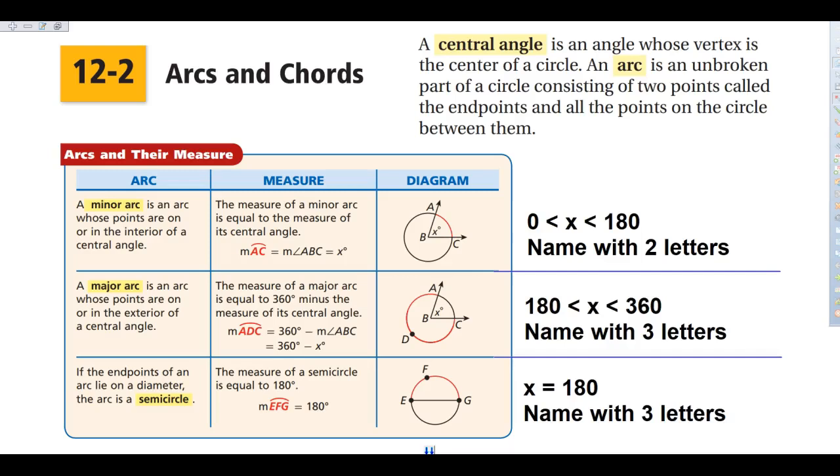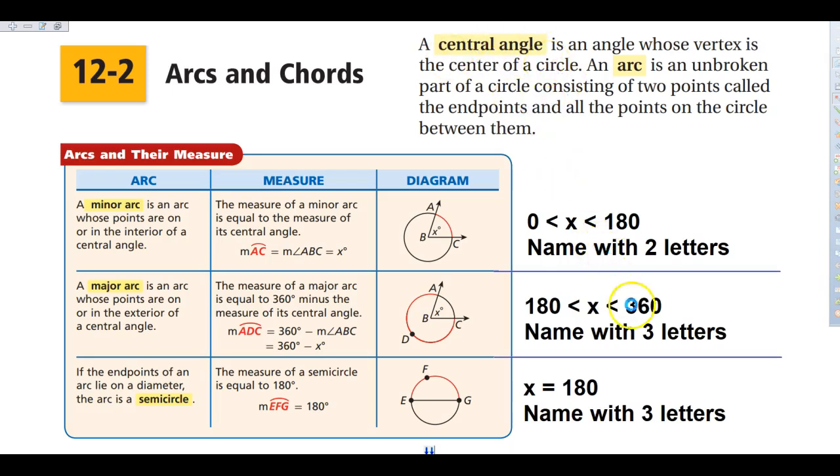Hey everyone, today we are looking at 12.2, which is going to be about arcs and chords. So we are continuing our work with circles right now, as we will for all of chapter 12. So the first thing that we need to look at in this section is what is a central angle.